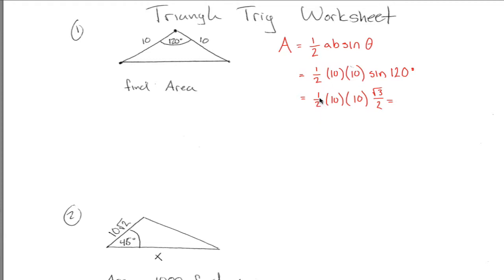So if you multiply this all out, 1/2 times 10 is 5, 1/2 times 10 is 5, 5 times 5 is 25, and you still got that √3 there, so 25 √3.